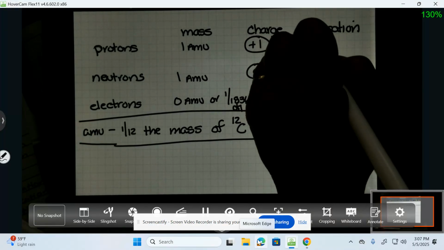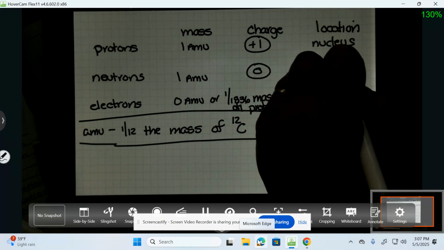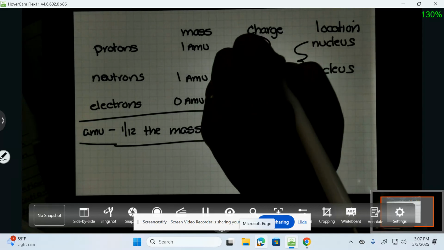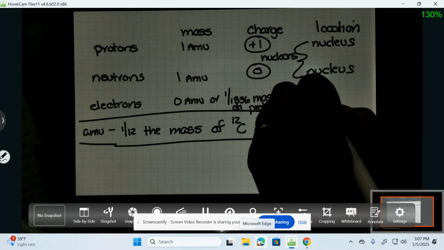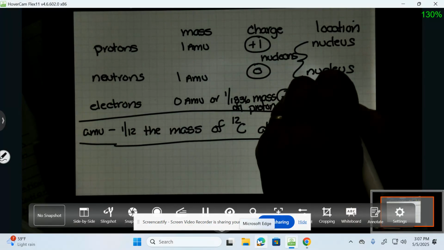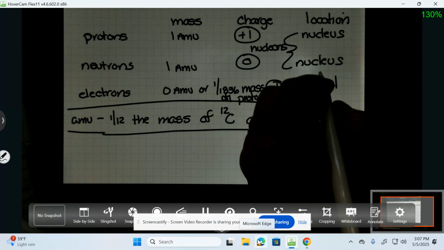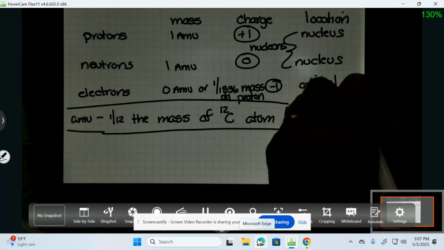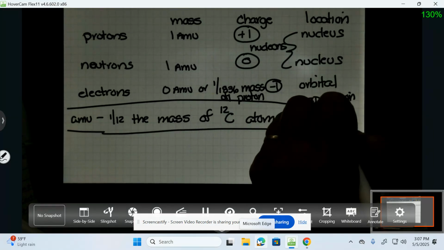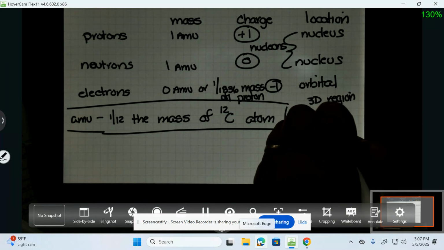Protons and neutrons are in the nucleus, sometimes referred to as nucleons. And an electron is in an orbital. An orbital is simply a three-dimensional region of space where you're going to find an electron.